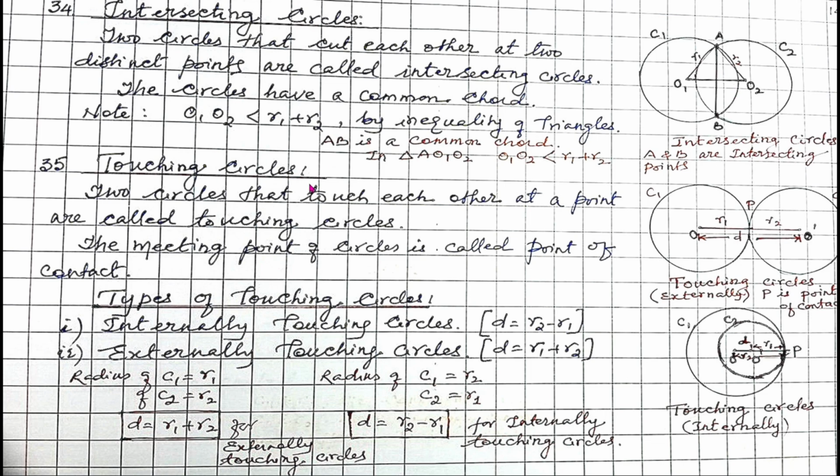Please remember that. Now the touching circles. Two circles that touch each other at a point are called touching circles. Here circle C1 and circle C2 are touching each other at point P, and since they are touching externally, they are called externally touching circles. And here the two circles are touching at point P, but they are touching internally, and therefore they are called internally touching circles. Now the distance between the centers of externally touching circles is R1 plus R2, whereas the distance between the centers of internally touching circles is R2 minus R1. So please remember, these are very important relations which you have to remember.